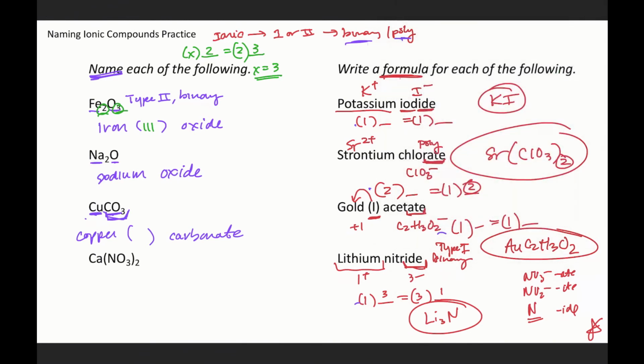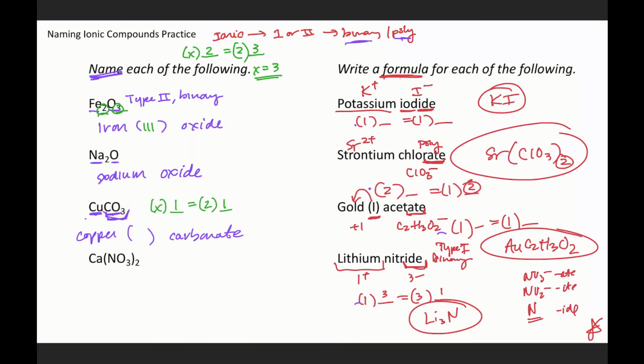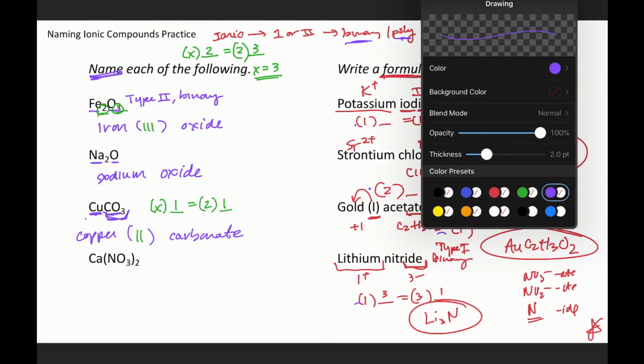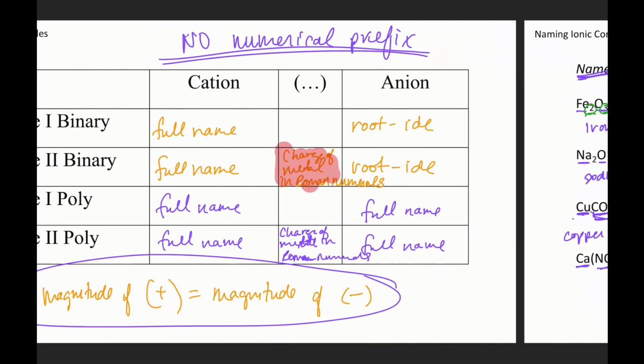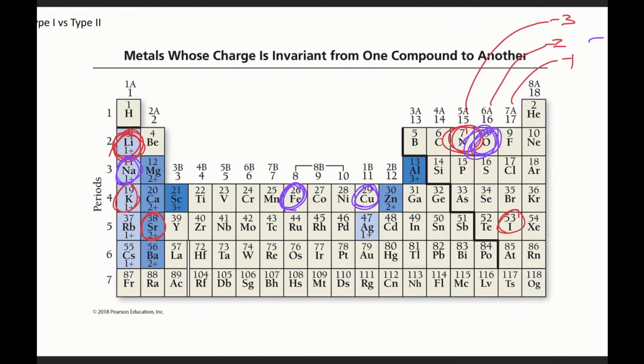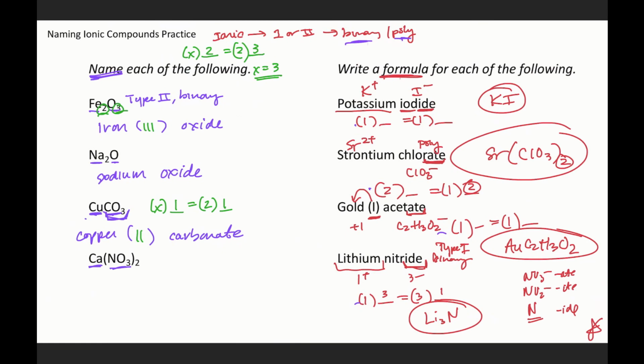Now I just need to work backwards to that charge like we did previously. So we will start with what we know from our formula, which says we have 1 copper and we have 1 carbonate. I know that carbonate has a charge magnitude of 2, which means that copper must have a charge magnitude of also 2. And then that one is done. Finally, we have calcium. So let's go find calcium. Calcium is right here, so it's a type 1. So we will use full name and full name. Does that make sense?